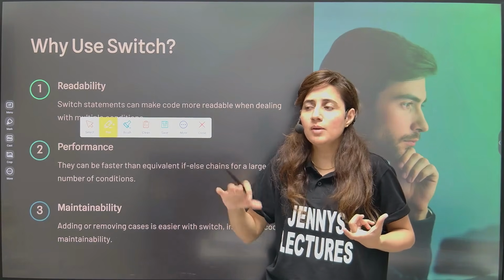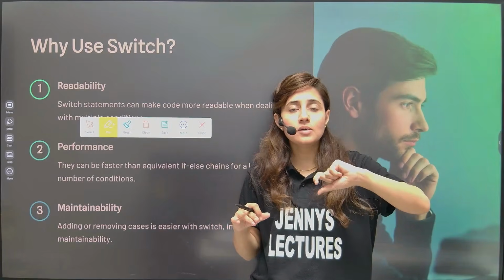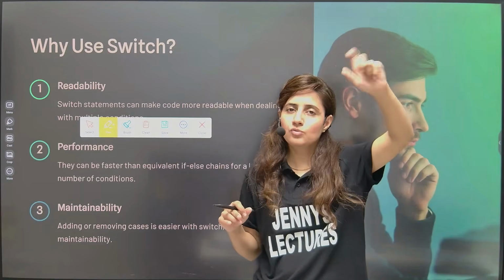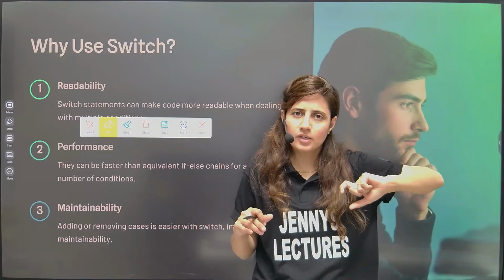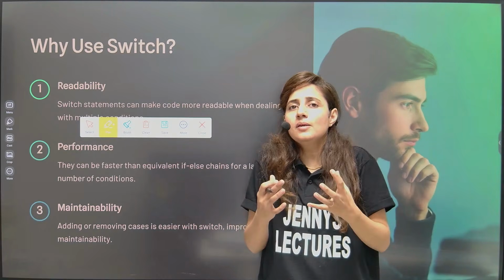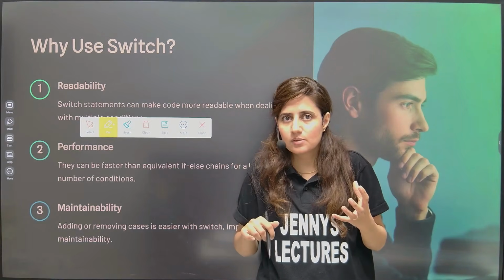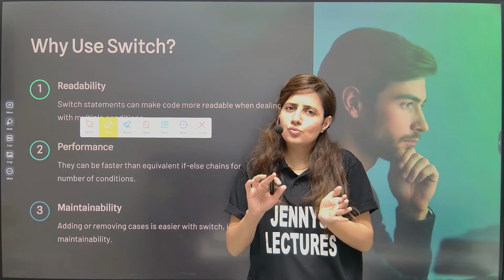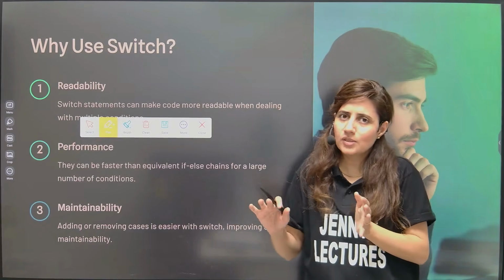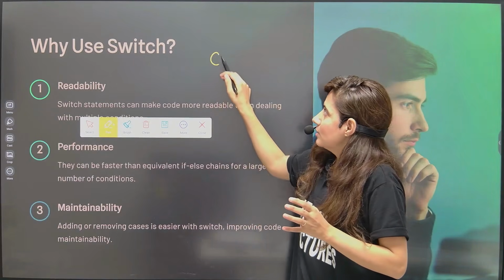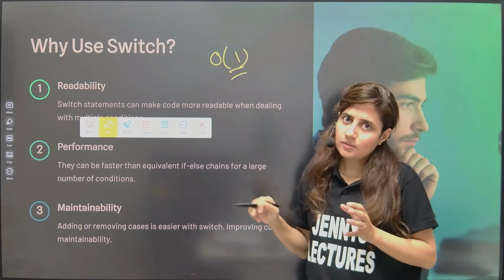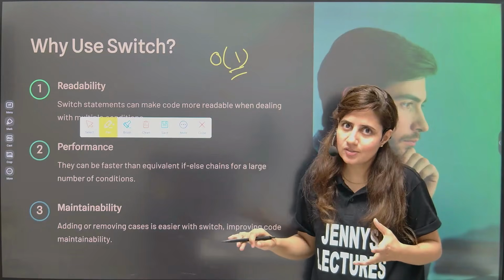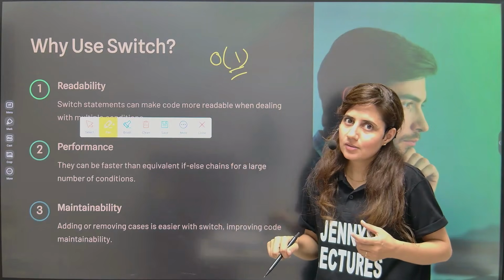But sometimes, if there is a gap in the case values, say one case value is 1 and another is 1000 or 5000, in some cases it may check all the cases, but it depends on the compiler. In most cases you will find that the time complexity would be order of 1 only. In constant time, it will directly execute that matched case. It will not compare all the cases, right?